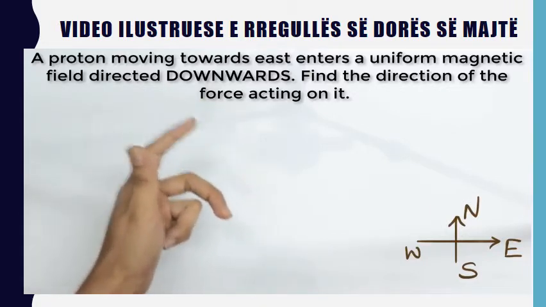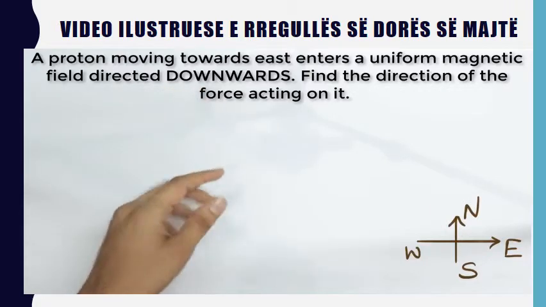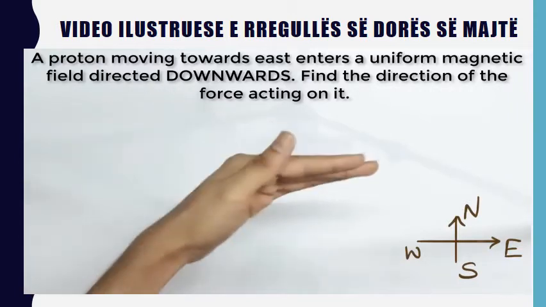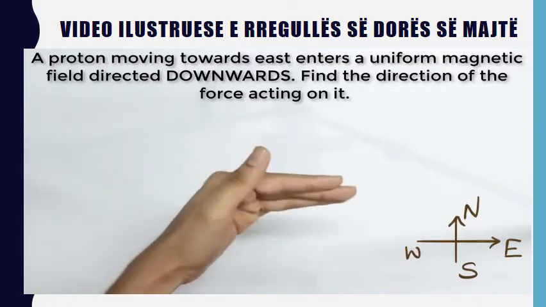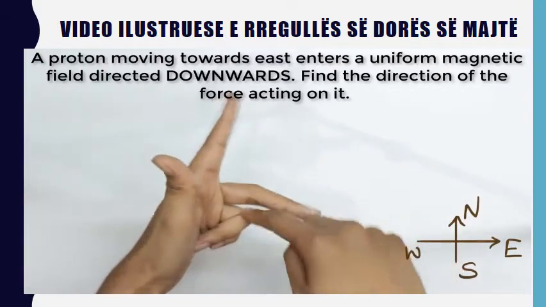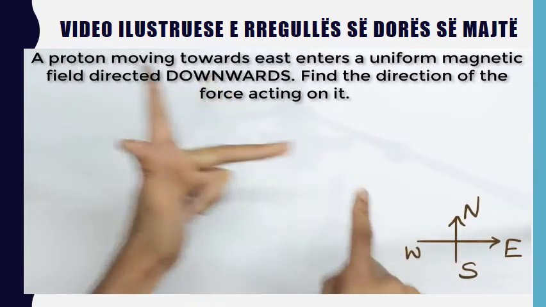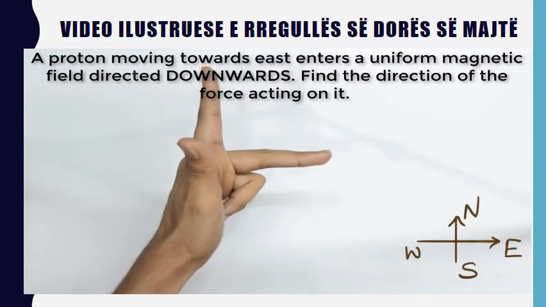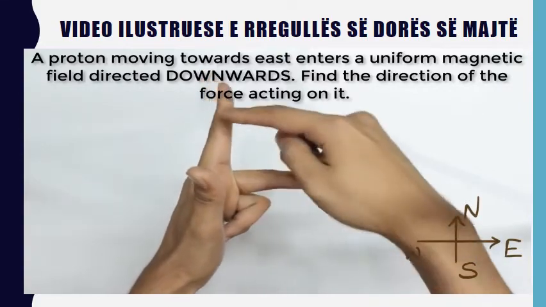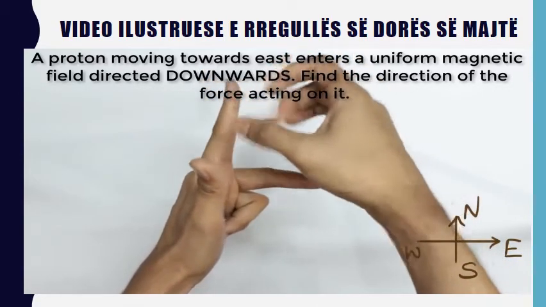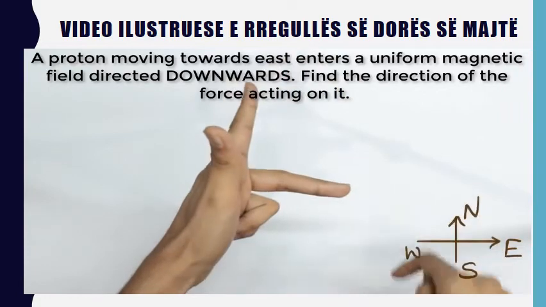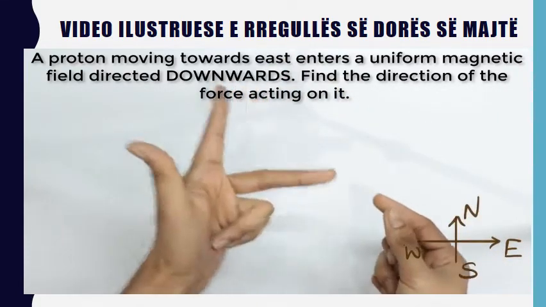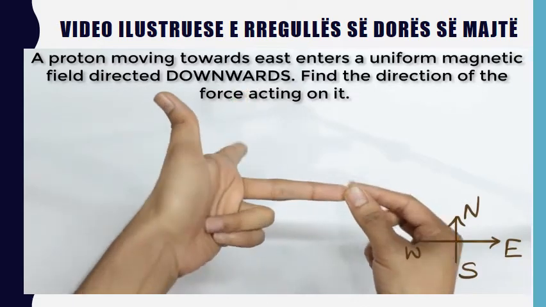A proton moving towards east. Proton is a positively charged particle. So if it's moving towards the east, then the current is also towards the east. And so FBI, this finger is pointing towards east. Enters a uniform magnetic field directed downwards, FBI. This is the magnetic field. It's directed downwards. So I have to point this finger down, keeping this way. No, not like that. I'll rotate it like this.